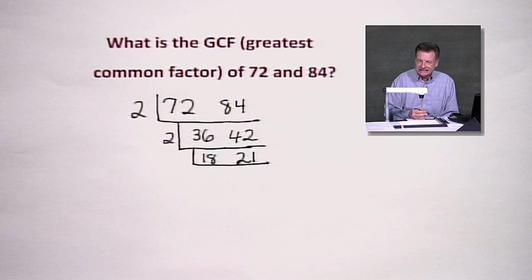Well, that just told me we have no more 2's left to go because one's even, 18, but 21 is not even. So both are not even, so we're going to have to look for another number.